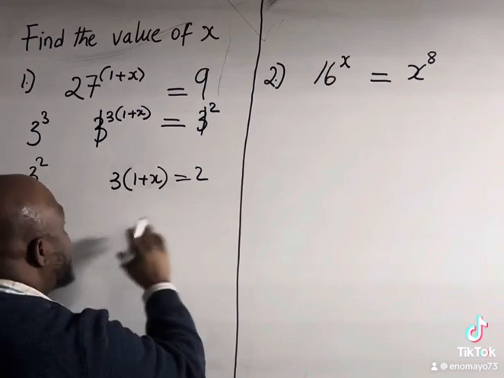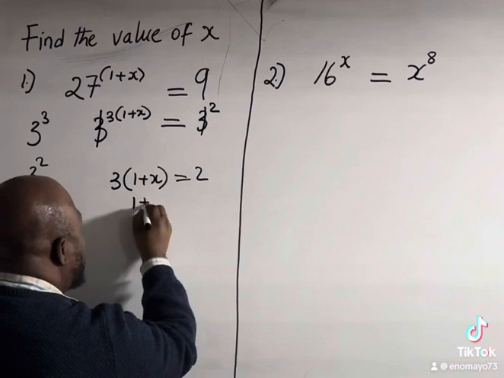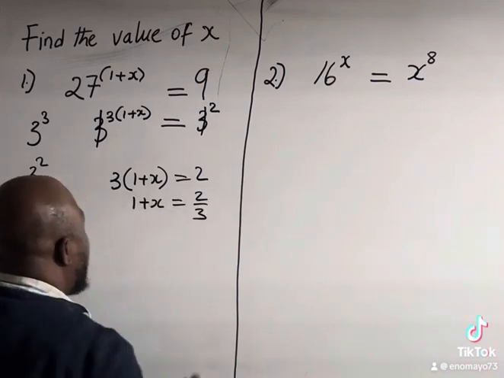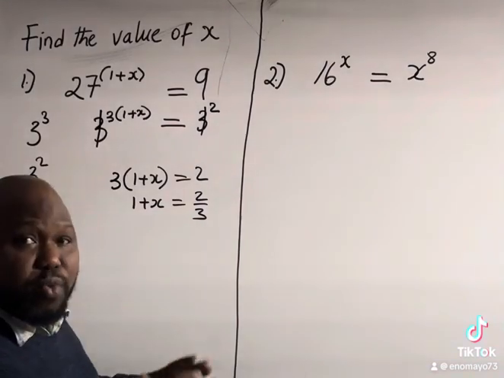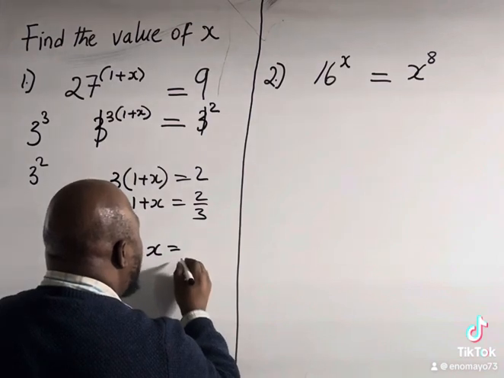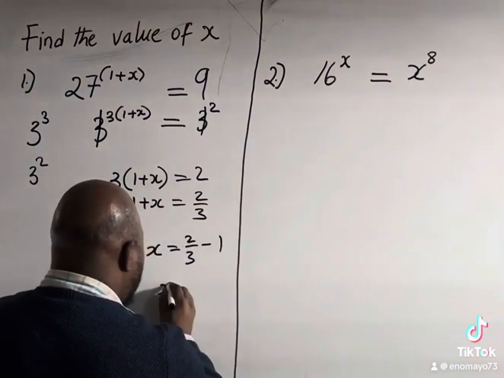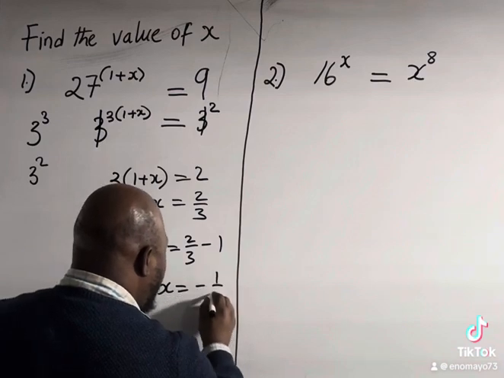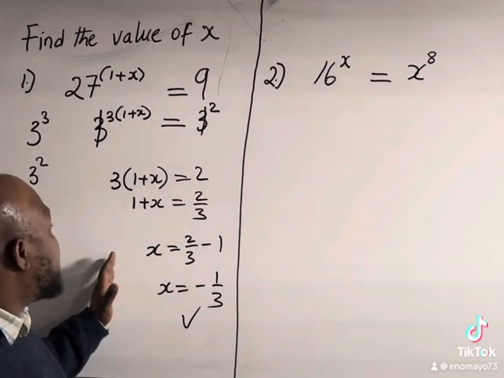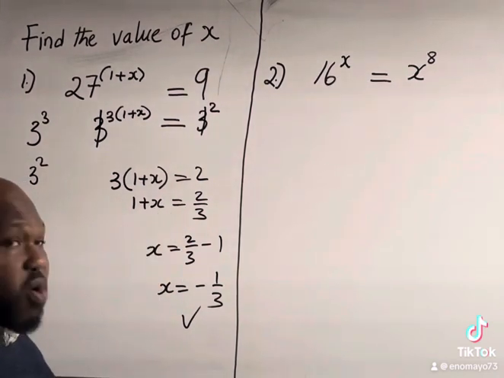So you can divide both sides by 3, and if you do that, you will now have 1 plus x is equal to 2 over 3. So now remove 1 from both sides. If you remove 1 from both sides, you have x is equal to 2 over 3 minus 1. x is equal to minus 1 over 3. It's very straightforward. So now let's look at the second one.